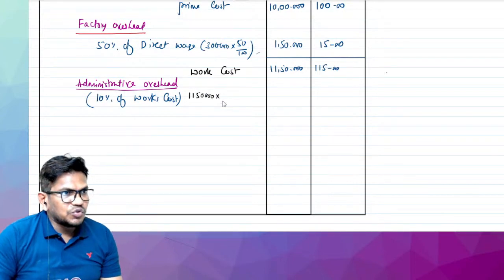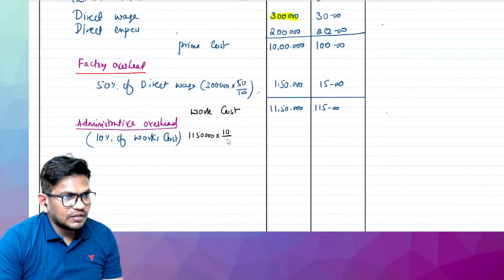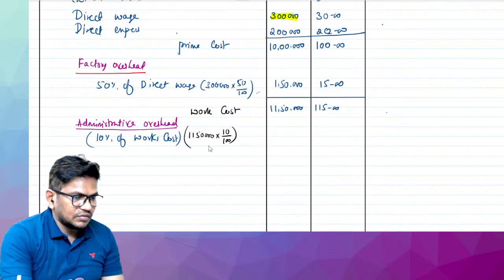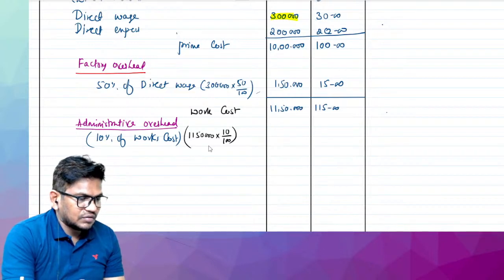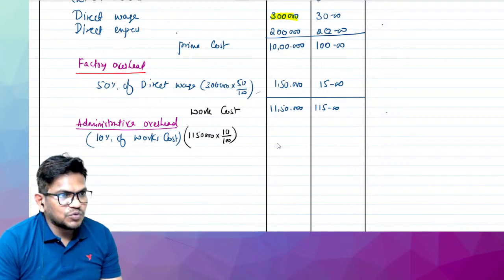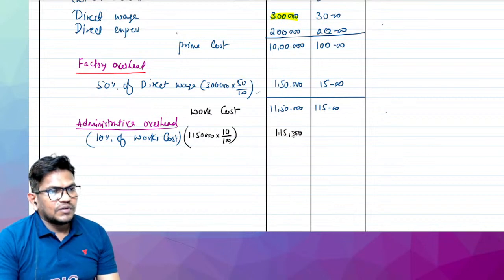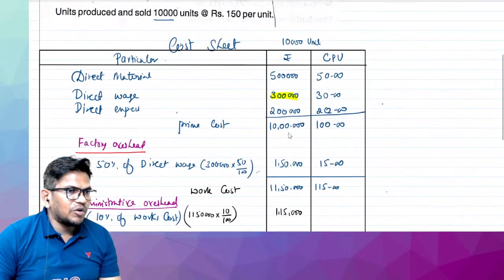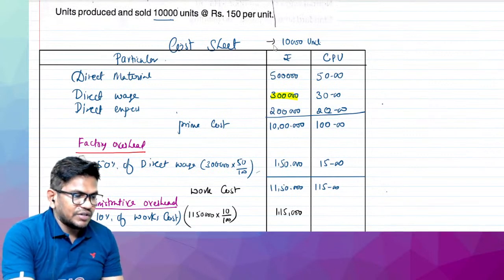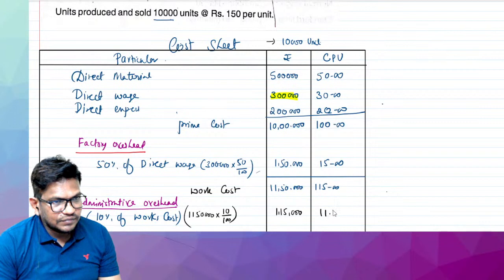11,50,000 into 10%. ಎಷ್ಟಾಗುತ್ತೆ? That comes 1,15,000 divided by how much units, guys? Divided by 10,000 units. 1,15,000 divided by 10,000 units. कितना होगा जी? 11.5.